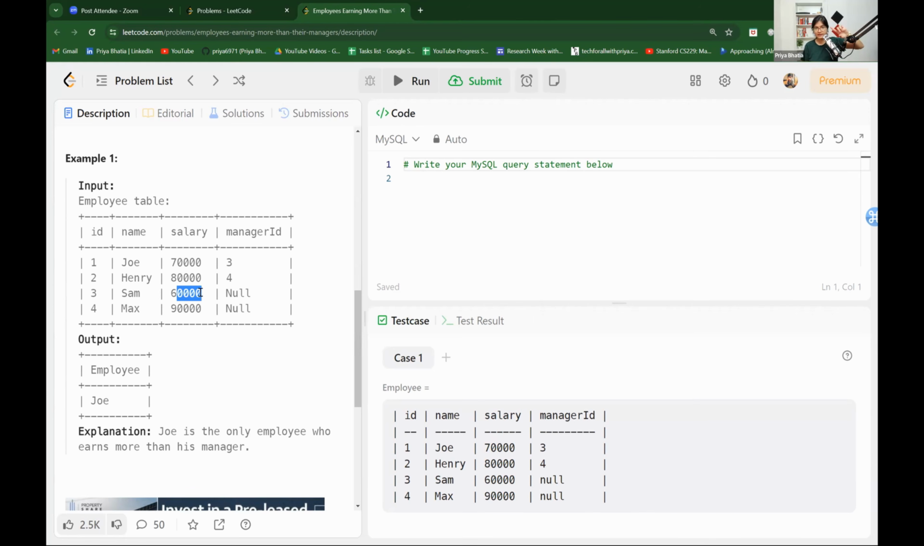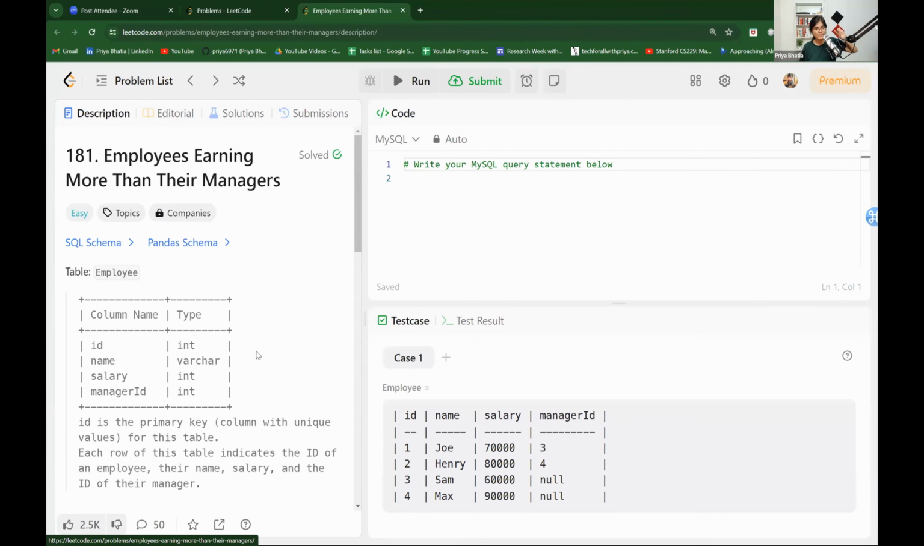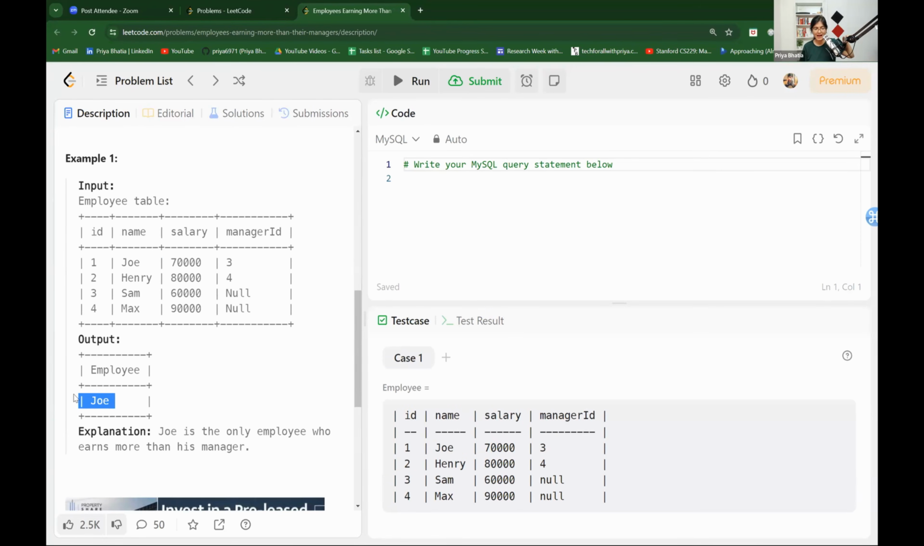Again, I'm repeating, think it clearly. Joe's manager ID is 3. It means that Sam is the manager of Joe. The salary of Sam is 60,000, which is lesser than 70,000, and that is what we have to figure out. It means Joe is the employee who is earning more than his manager. So I got the answer as Joe. Now, the second member is Henry, who has a manager ID of Max, who is earning 90,000, which is more than Henry. That's why he is not a part of my answer. So Joe is the only employee who earns more than his manager, because his manager gets a salary of 60,000 and he gets a salary of 70,000.